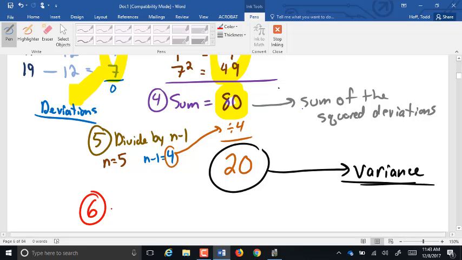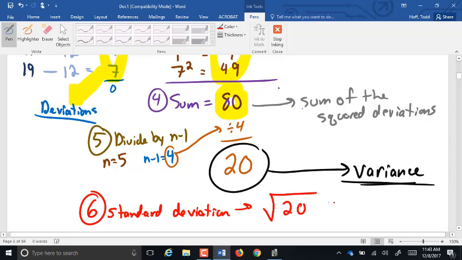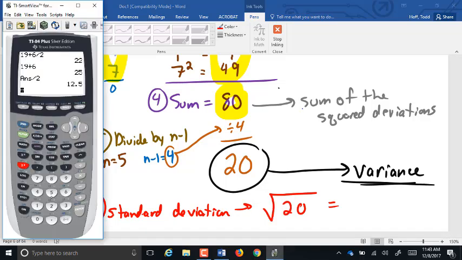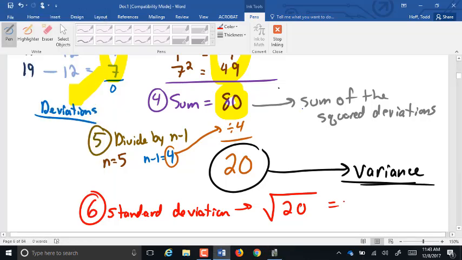Step 6 will actually give us the standard deviation, which is what we've been trying to find. Step 6 is square root. Square root of 20 is 4.47. That's the standard deviation.